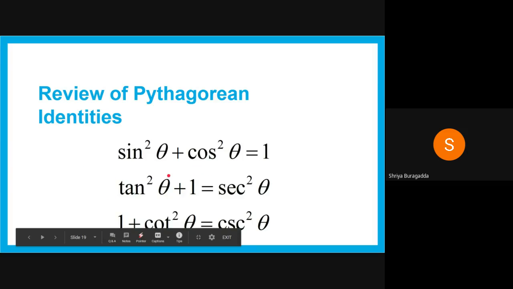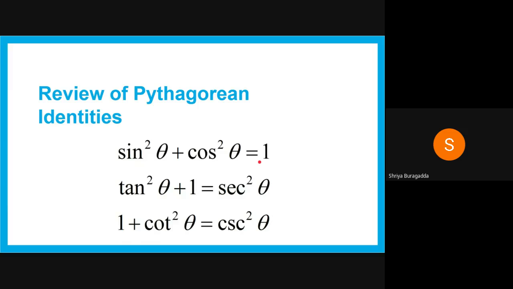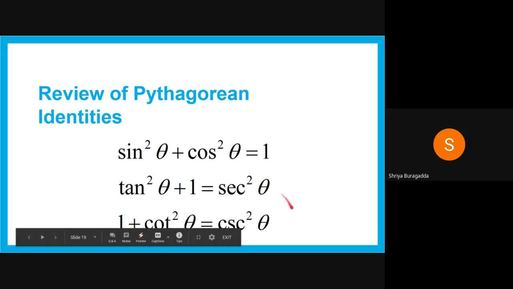And remember, we know that this is true because of the unit circle. Since the x-coordinate is cosine and the y-coordinate is sine, it's just using the Pythagorean theorem. Since we also know the hypotenuse is 1 because the unit circle has a radius of 1, sine squared of that angle plus cosine squared of that angle equals 1. And then these two are just different versions of this top identity right here.